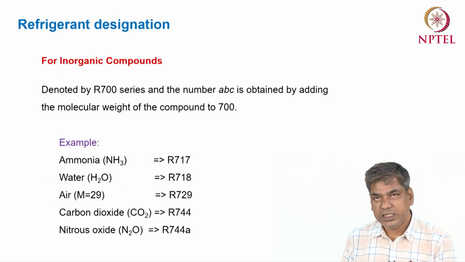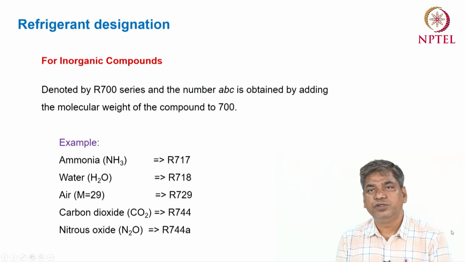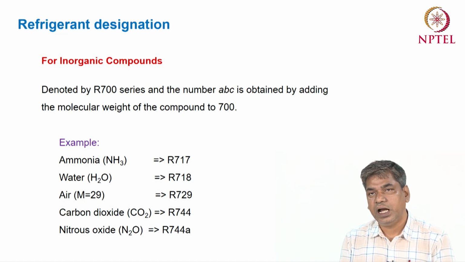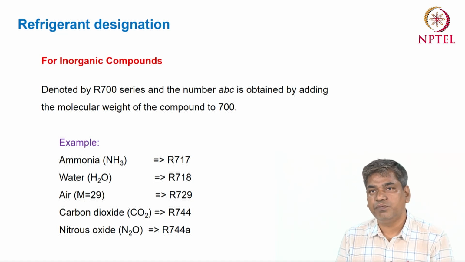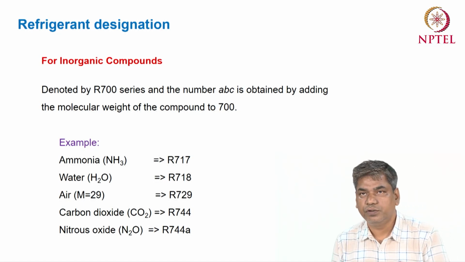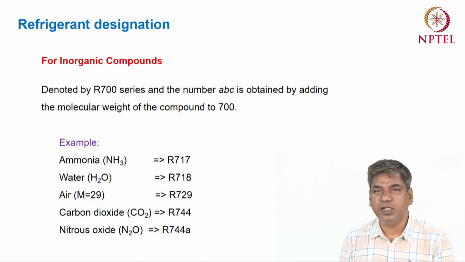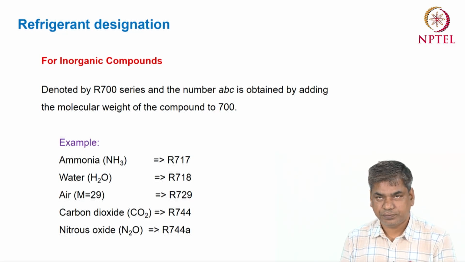In the case of inorganic compounds, we will use the nomenclature in this way: R700 plus the molecular weight of that compound. For example, in the case of ammonia, the molecular weight is 17. So R700 plus 17, R717, is the nomenclature for ammonia. Similarly, in the case of water, the molecular weight is 18, so 700 plus 18 gives the nomenclature R718.